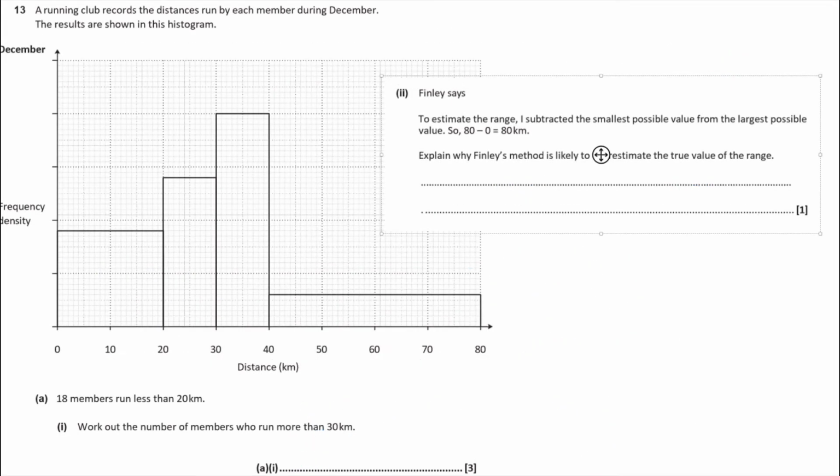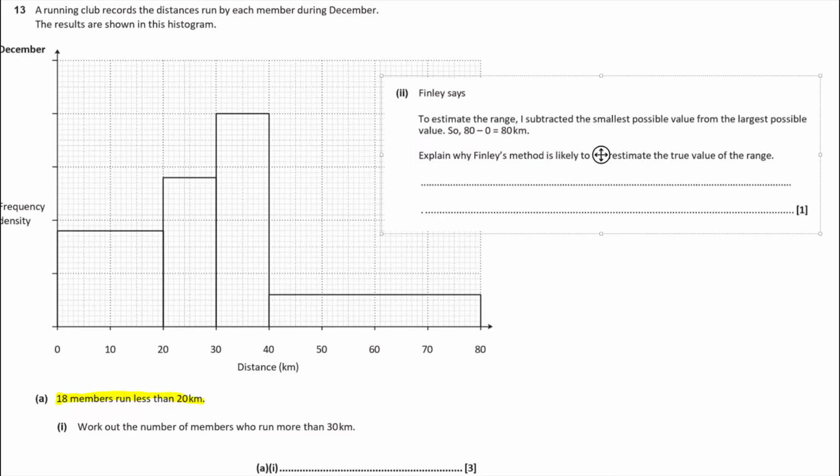Question 13. A running club records the distances run by each member during December. The results are shown in the histogram. So part A says 18 members run less than 20 kilometers. Work out the number of members who run more than 30 kilometers. Now you'll notice on the graph, the frequency density scale is blank, isn't it? So we don't know what the frequency densities are there at the moment. But we can use this bit of info here that they give us to find out.